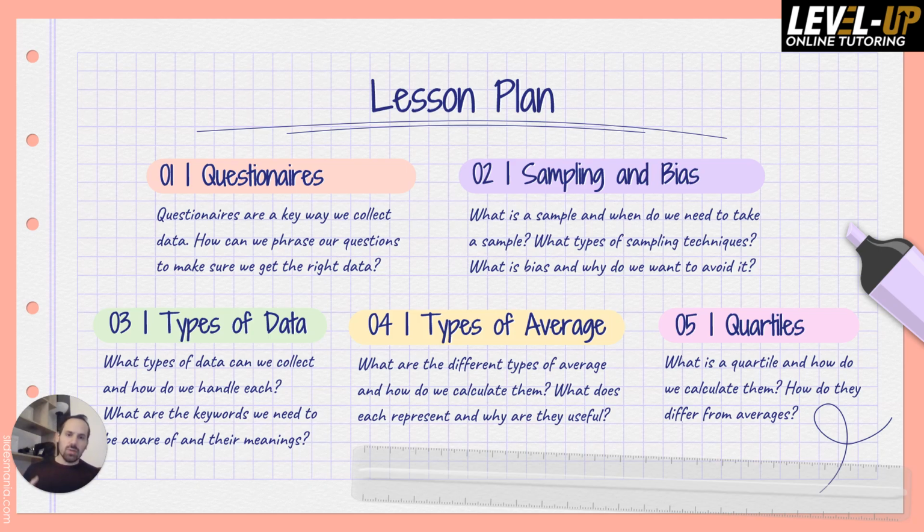We look at what is sampling, when we would use it, why we would use it, and what some limitations of it are. We look at bias. What is bias? How does it affect our results, and how can we try and avoid it? Because it's typically a bad thing.